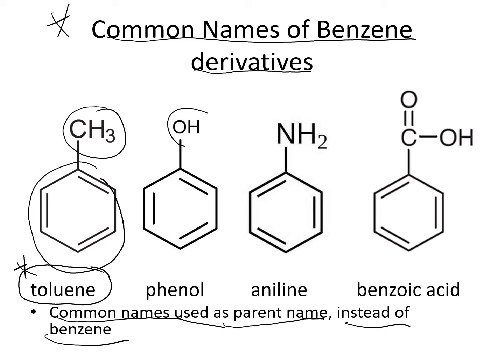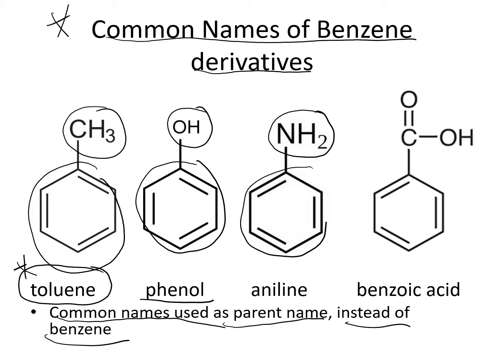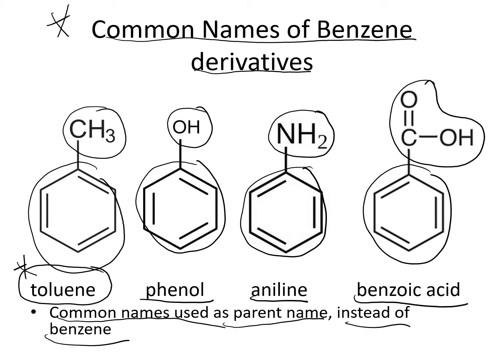If I have a hydroxyl or an OH attached to benzene, the name of that compound will be phenol. If I have an NH2 or an amino group attached to my benzene, the name of that compound is aniline. If I have a carboxylic acid group attached to benzene, the name of that one is benzoic acid. So benzoic acid, again, you can think I have the carboxylic acid attached to it. That will help you with the ending, the oic acid. Amine starts with an A, so that might help you remember aniline has an amine attached to it.